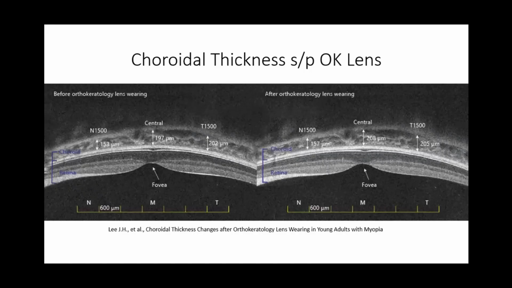So this is an imaging study that shows that the central choroid is thicker by about 9 microns after wearing ortho-K lenses for about a year. And it does affect the central macula a little bit more so than the parafoveal regions that we can see here.